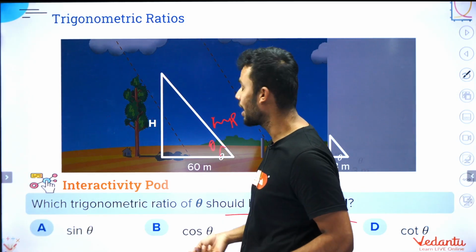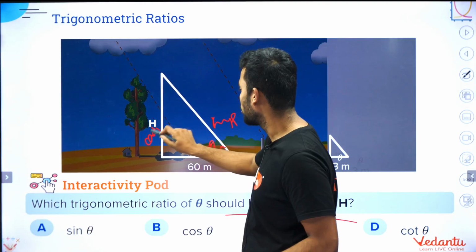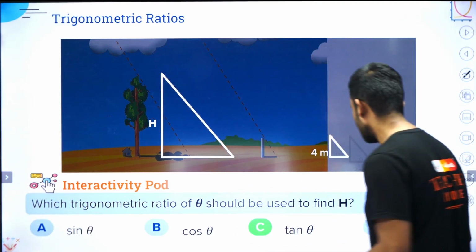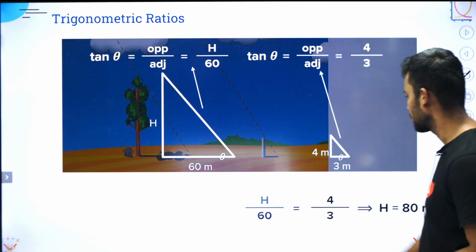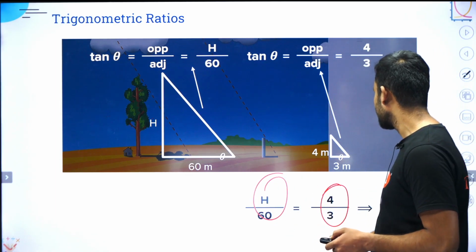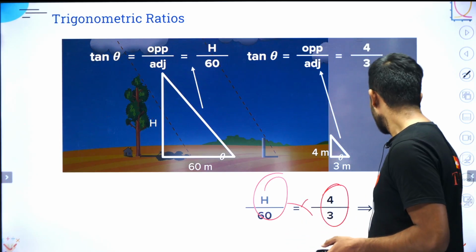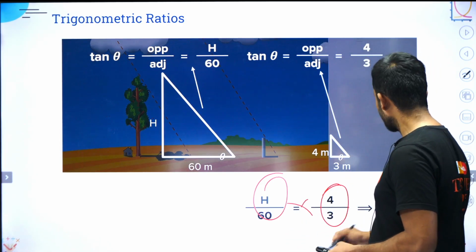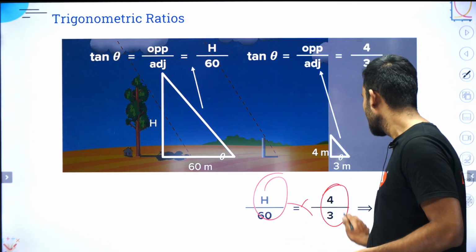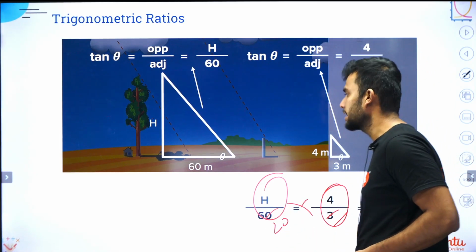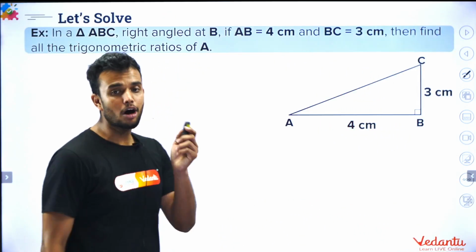We don't know the hypotenuse value, but we have the opposite and adjacent. By using tan theta, we can easily find out. It's nothing but h by 60 is equal to 4 by 3. If you multiply, 3h is equal to 240. Cancel that: 3 ones are 3, 20 and 3 twos are 6, so 3 fours are 12, 80 meter. Very simple. Let's solve some questions, students.